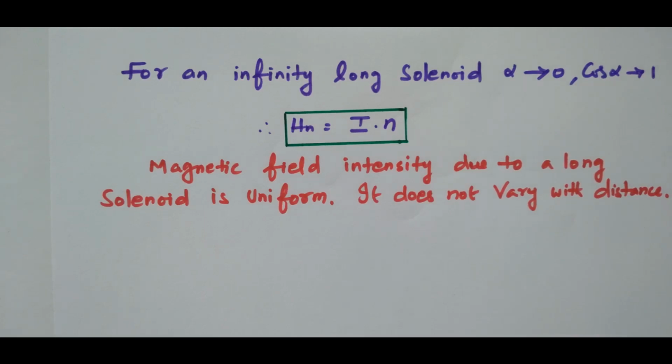So in this video, we discussed the magnetic field intensity at the center of the solenoid, its derivation, and one special case, the infinitely long solenoid. What is the expression for an infinitely long solenoid?